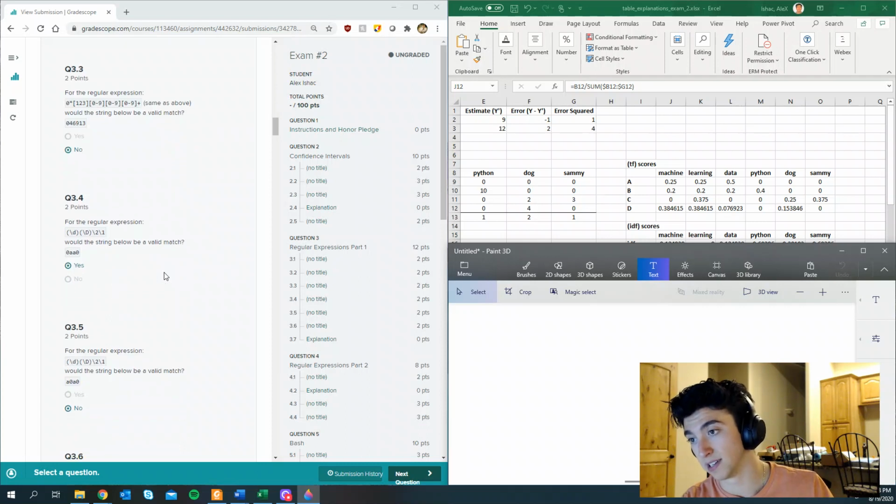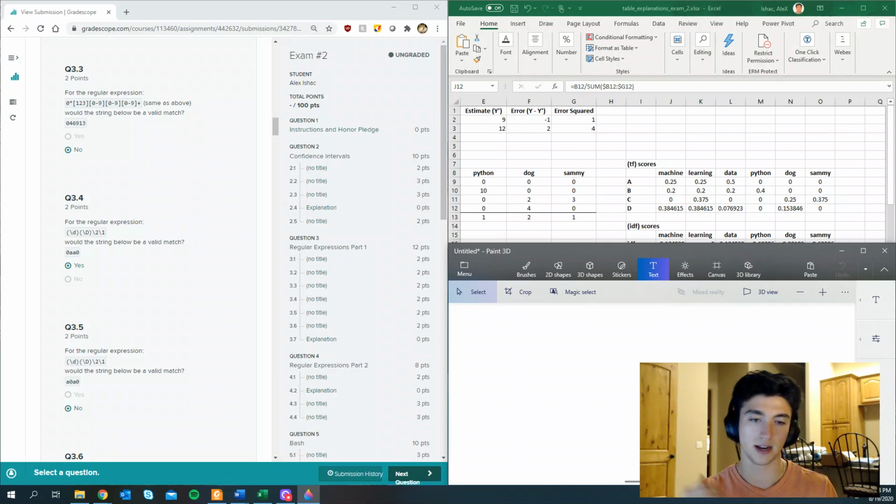3.4, for the regular expression, would the string below be a valid match? And the answer is yes. This regex has two groups. The first group, \D, matches a digit equal to 0 through 9. The second group, \D, matches any character that's not a digit equal to 0 through 9. \2 matches the same text as most recently matched by the second capturing group. \1 matches the same text as most recently matched by the first capturing group. So, in other words, it ends up actually copying the first group and the second group.